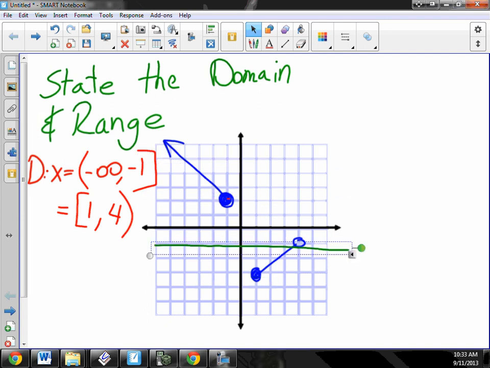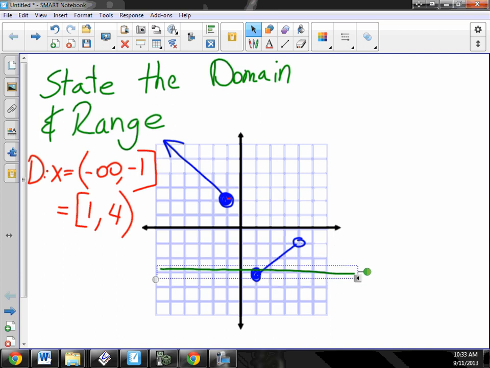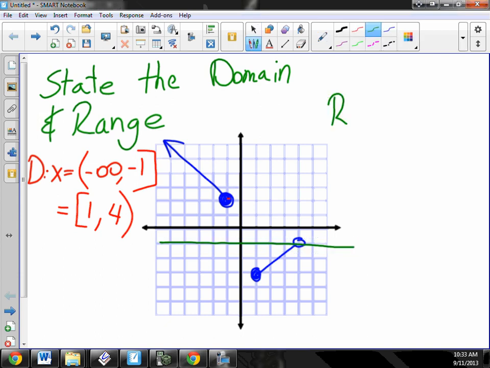In the bottom piece, what's the lowest number? -3 all the way up to -1. So the range is y equals -3 to -1. Does -3 count? Yes, because it's a closed circle. Does -1 count? No, because it's open.